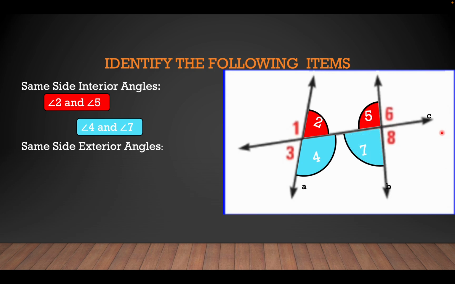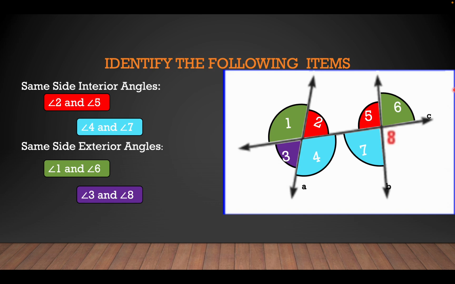Now we're on to same side exterior, which we can see angle 1 on the same side and on the outside would be angle 6. And 3 and 8 would be our final set of same side exterior angles.